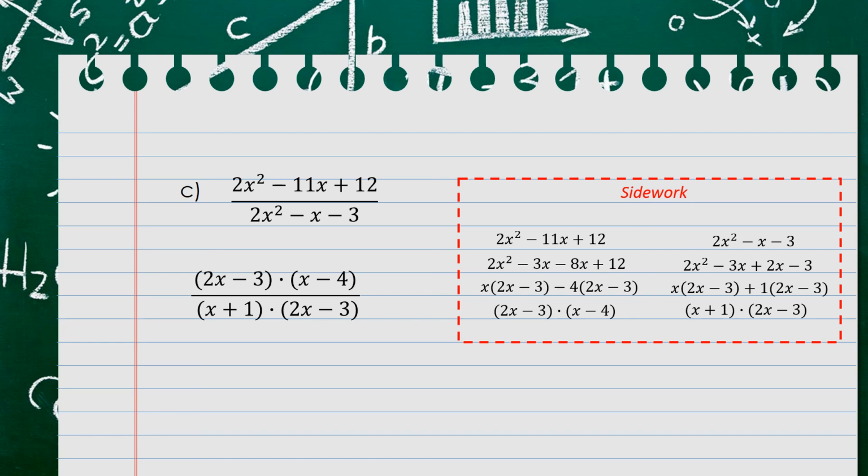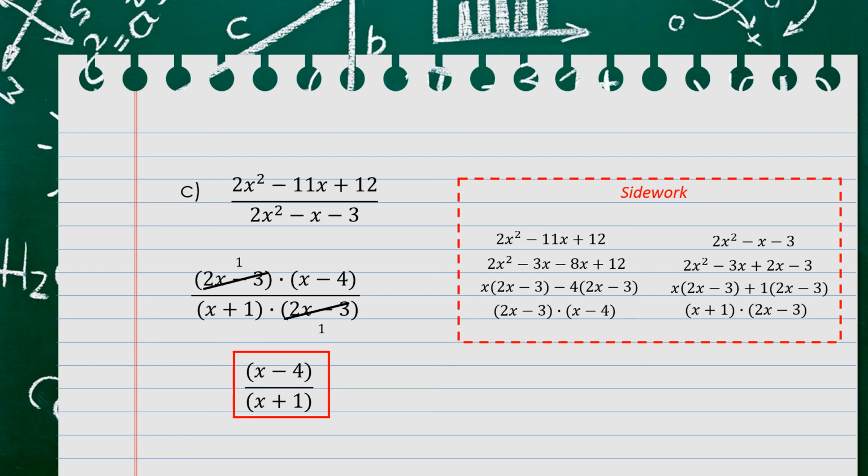Looking at the fraction, is there anything that appears in the top and in the bottom? Any common factors? And you should notice 2x minus 3 appears in both places, so they reduce to a value of 1. There's nothing else in common, so your final answer should be x minus 4 all over x plus 1. That is your final answer.